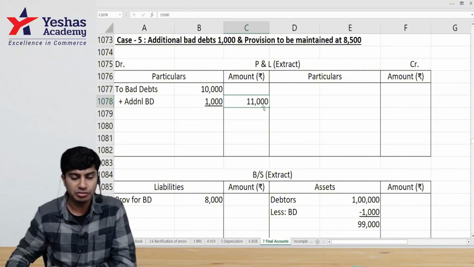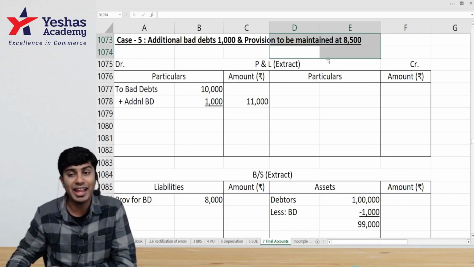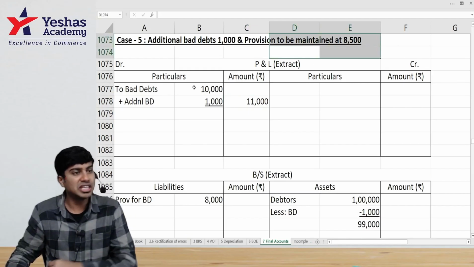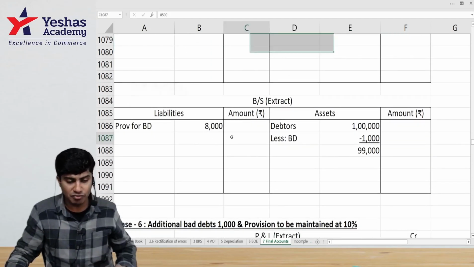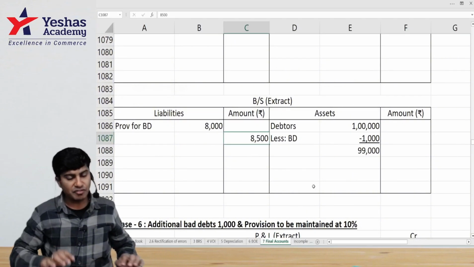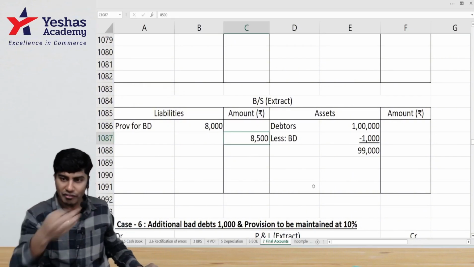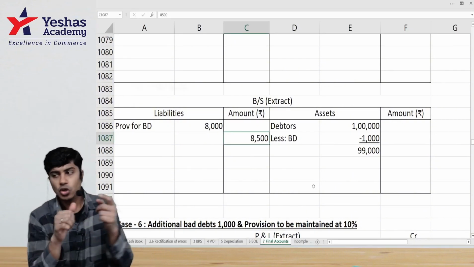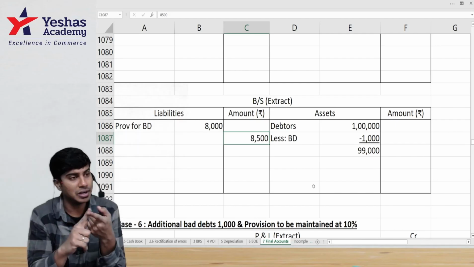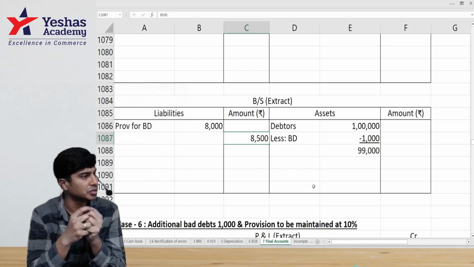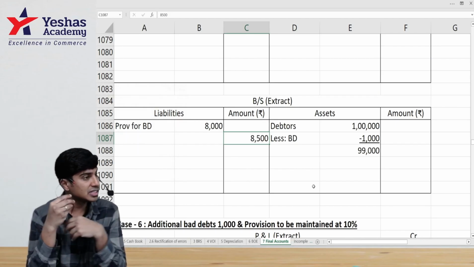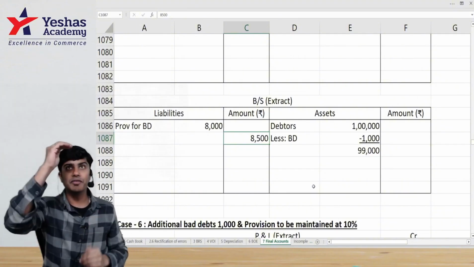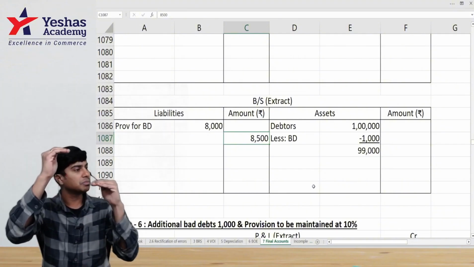Then I have provision to be maintained at what amount? 8,500. When they say provision has to be maintained at 8,500, if in case there was no provision, I would have created 8,500 provision, wrote it as an expense and wrote it as a liability. But there is an existing provision. I told you, whenever there is existing provision, compare the provision to be maintained with the existing provision.